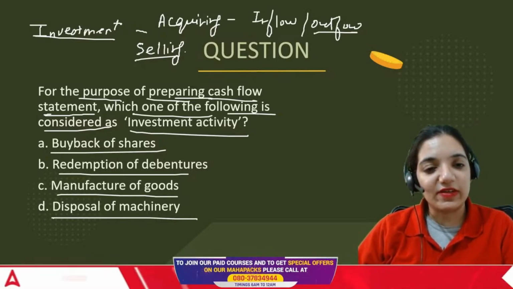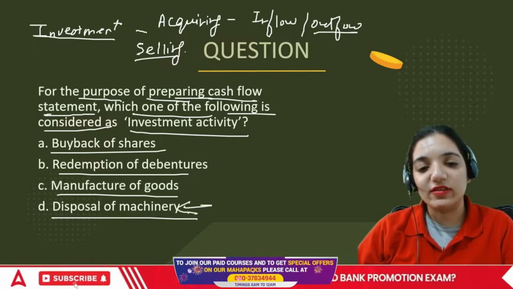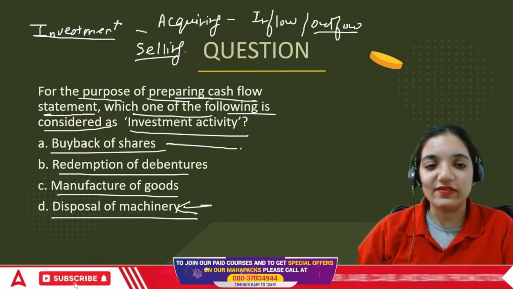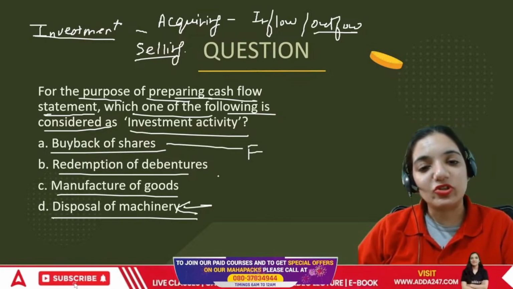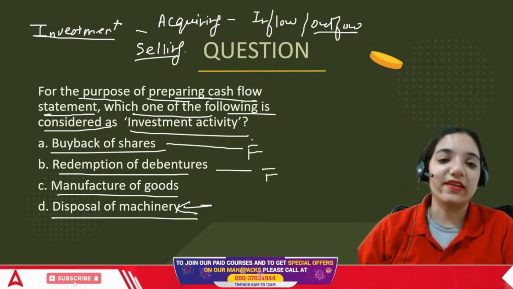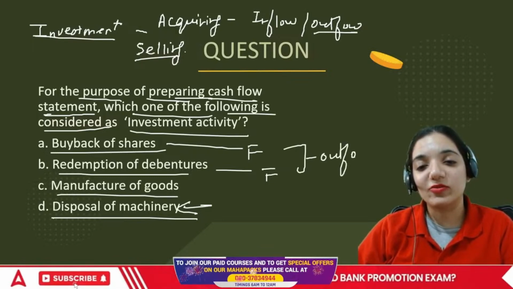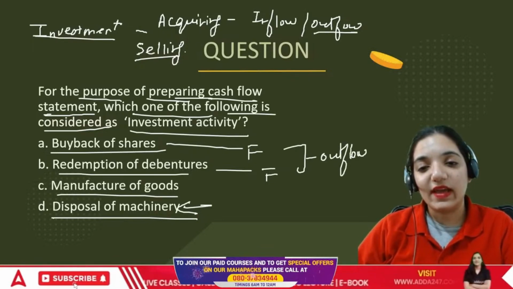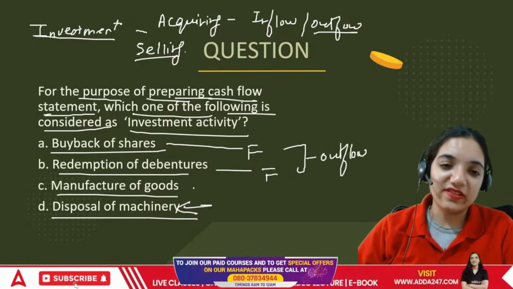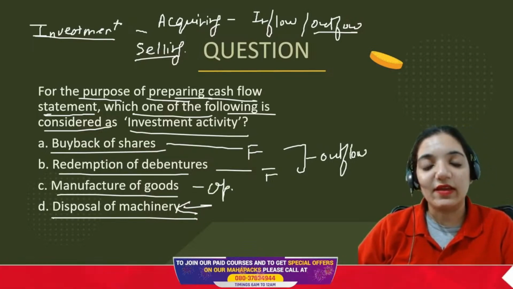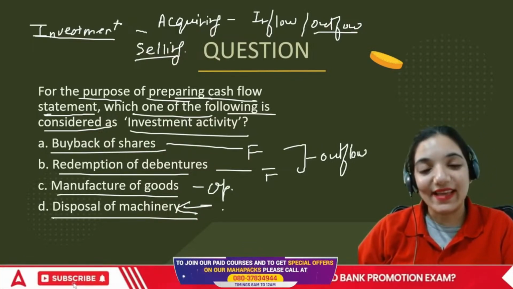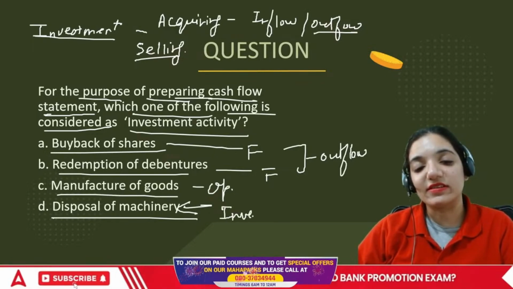Looking at investment activity now, disposal of machinery. Buyback of shares is a financing activity. Redemption of debentures, again a financing activity. In both the cases, it's an outflow because we pay to the other person. And then we have manufacture of goods, which is an operating activity. And disposal of machinery, that's an investing activity.